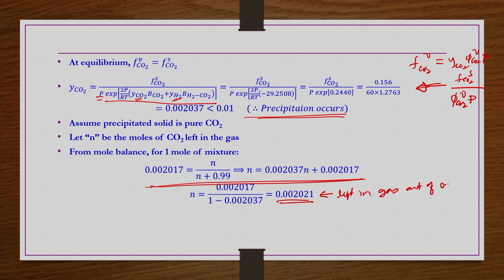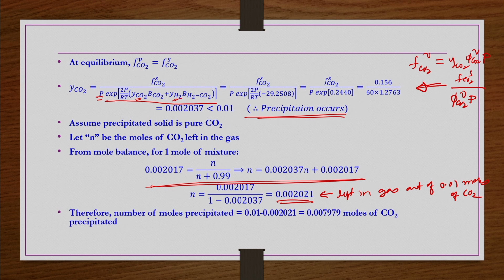out of 0.01 moles of CO2. A total of 1 mole of gas is there, out of which only 0.01 moles were CO2, but after this compression only 0.002 moles of CO2 is remaining. So, the remaining amount, approximately 0.008 moles of CO2, has been precipitated. So, this is how we can solve any real life problem. In the next lecture we will be taking a few more examples to understand how to make use of this fugacity information to solve a few real life equilibrium problems.